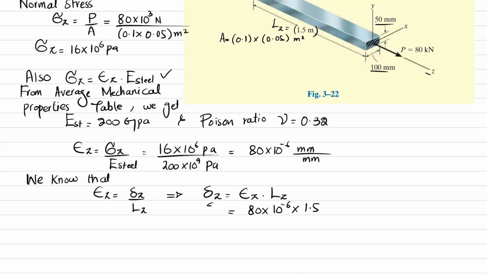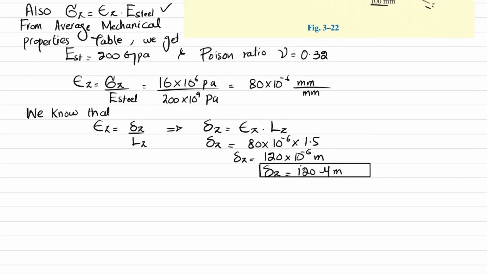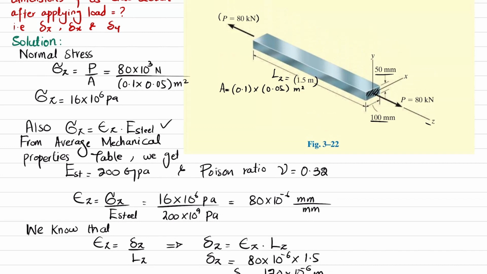So when you solve this, you will get change in length in Z direction comes out to be 120 into 10 to the power minus 6 meter, or delta Z comes out to be 120 micrometer. So this is the change in length of this bar. Now what we will do is that we will move toward finding the change in length in X direction and change in length in Y direction.